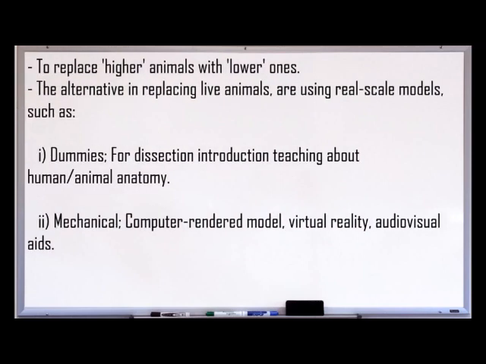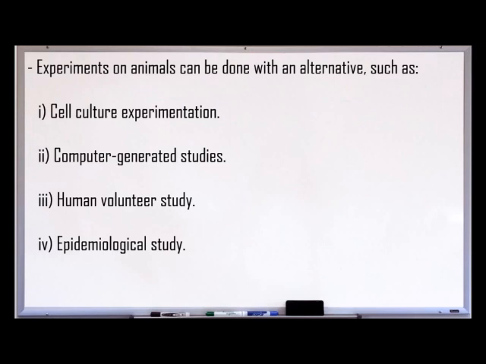Replacement is to replace higher animals with lower ones, and the alternative in replacing such animals is by using large-scale models. For example, the usage of dummies in teaching about human or animal anatomy, and mechanical or computer-rendered models, virtual reality, and audio-visual aids. Experiments on animals can also be done with an alternative, such as the usage of cell culture experimentation, computer-generated studies, human volunteer studies, and epidemiological studies.